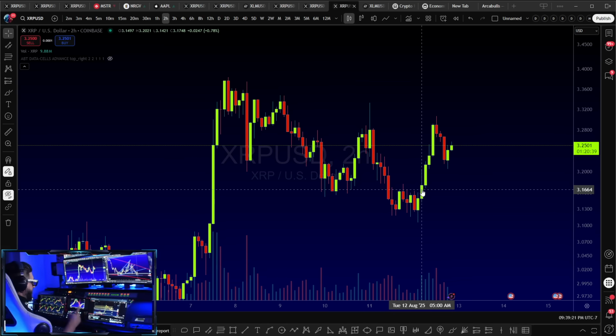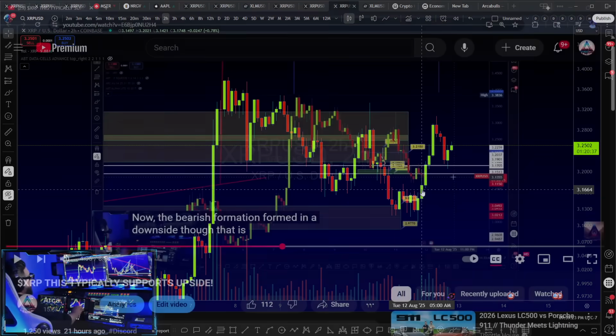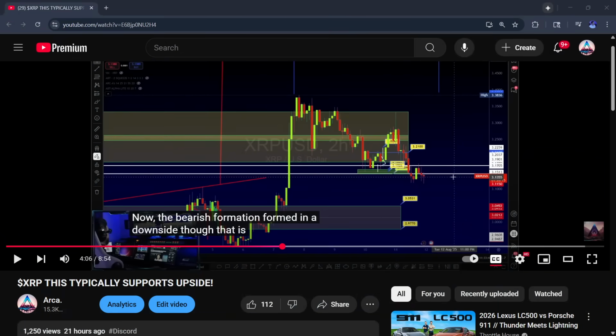We actually titled yesterday's video this right down here. Take a look, guys. This is the video that we looked at. It's called XRP. This typically supports an upside, right, guys? So now from here, this is where I was explaining it. Now, the bearish formation formed during the downside.